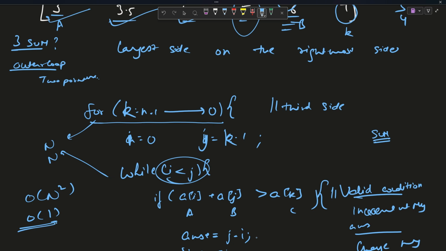I hope I am clear with you guys. First we discovered O of n cube approach, followed by O of n square log n, followed by O of n square. Right? This is the most optimal approach. I hope you are clear and excited to write the code with me. Let us move to the coding section.